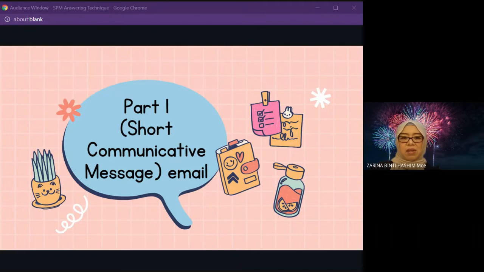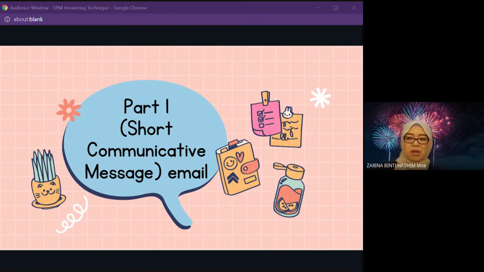Okay, this is part 1. You must answer this part. This is an obligatory question. Obligatory means, like what we always say, soalan yang wajib jawab. It is a must for you to answer this part, and it carries 20 marks. Your task is to write a short response in about 80 words to an informal message.